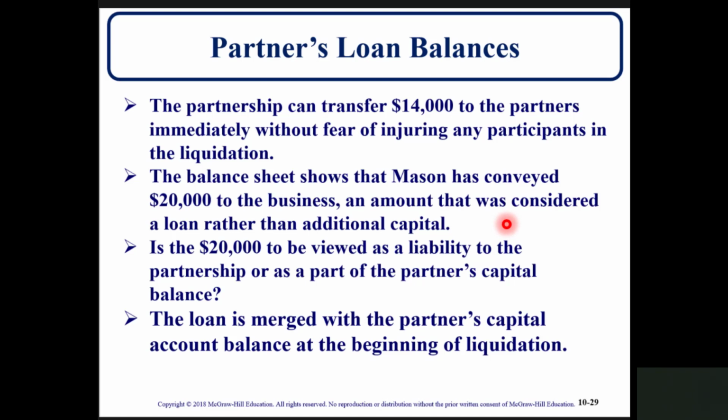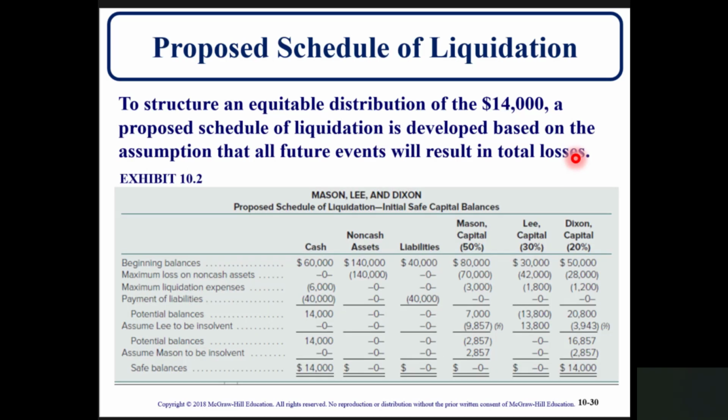The balance sheet shows that Mason has conveyed $20,000 to the business, an amount that was considered a loan rather than additional capital. Is the $20,000 to be viewed as a liability to the partnership or as a part of the partner's capital balance? The loan is merged with the partner's capital account balance at the beginning of liquidation. So because the partnership holds $60,000 in cash, it can transfer the extra $14,000 to the partners immediately, once you subtract the $46,000 they've determined they're going to have to pay to liquidate.